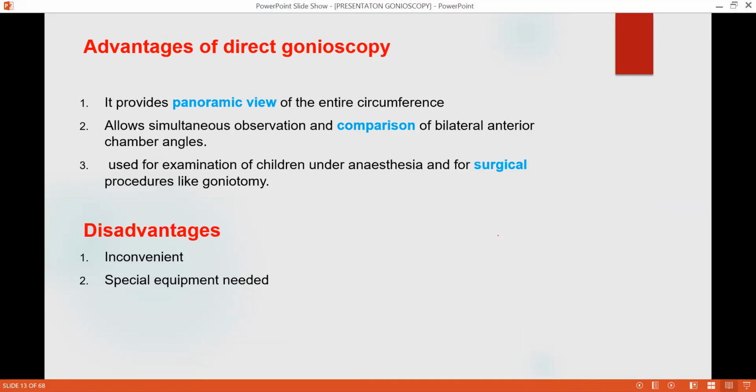The advantages of direct gonioscopy are, as you are putting the lens on the cornea and using a microscope or a handheld slit lamp, it gives a panoramic view of the entire circumference of the angle. So it is best to compare the angle structures of both eyes, especially in cases of congenital glaucomas or angle anomalies like Peters anomaly or Axenfeld-Rieger syndrome. It is also used for surgical procedures like goniotomy. Since the procedure is a bit inconvenient and special equipment is needed, it is not routinely done. It is specially done for surgical procedures in the pediatric age group.